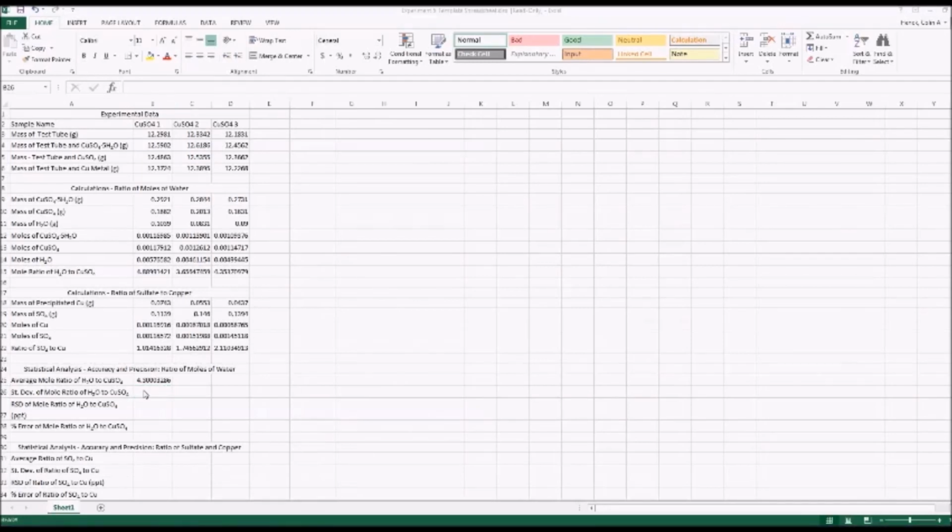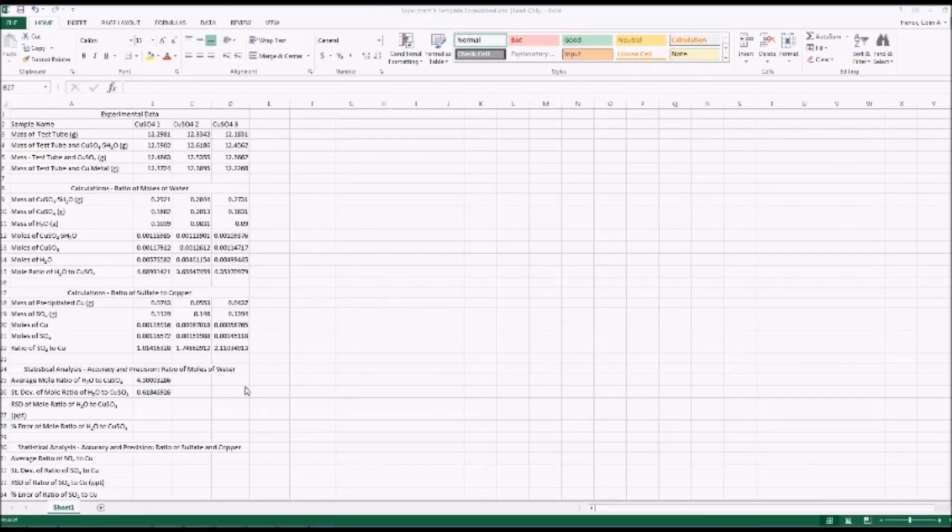Excel also has a pre-canned standard deviation function. To find the standard deviation of these 3 values, we type in equals STDEV, again open a parentheses, and select the 3 data points. This will give us the standard deviation of these 3 values. Notice here I will not close the parentheses because it's not entirely necessary. When you click enter, you get the standard deviation.